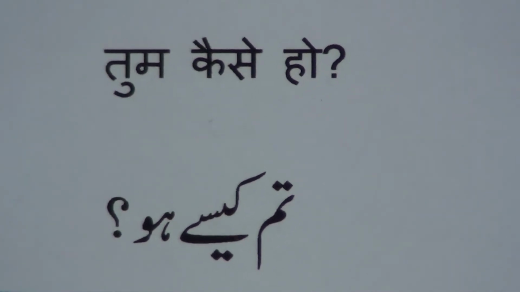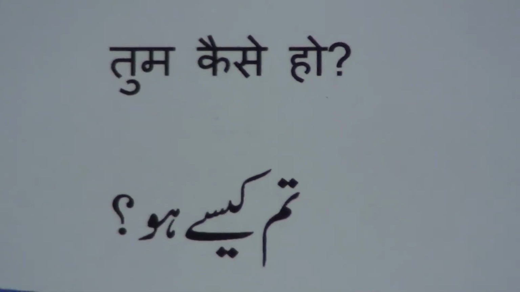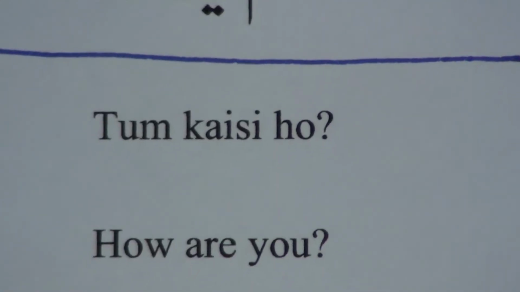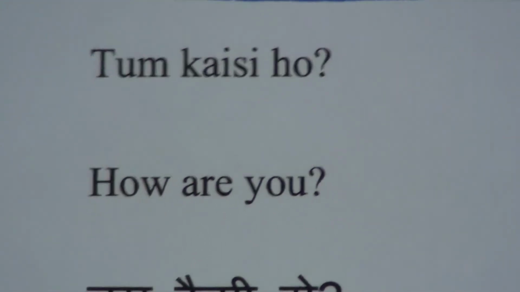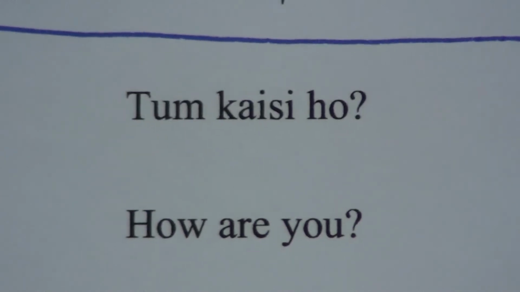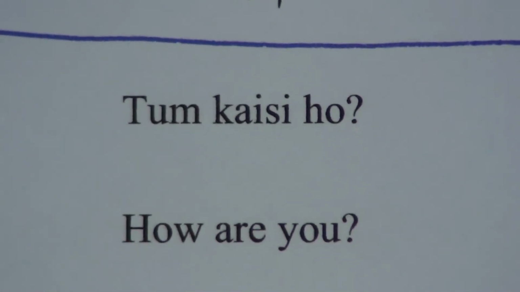So we are asking a man or a boy, how are you? तुम कैसे हो? And how will we ask a girl or a lady? We use कैसी. तुम कैसी हो? If we say तुम कैसी हो, it means we are asking a lady or a girl, how are you? So कैसे is masculine and कैसी is feminine.